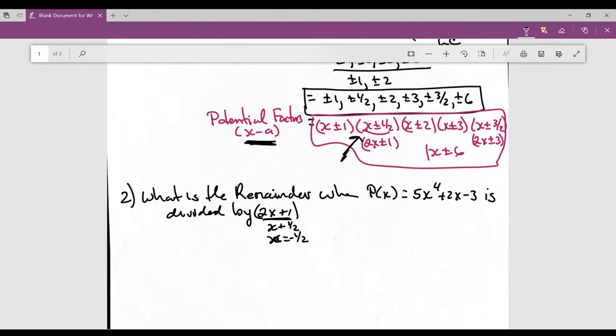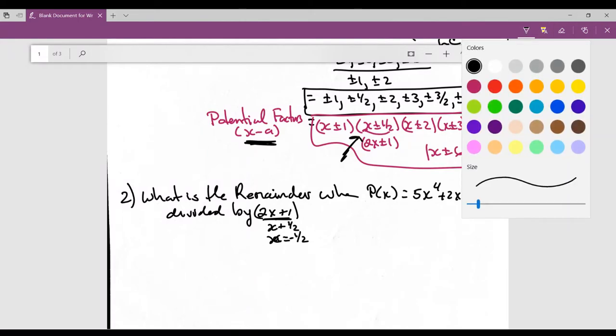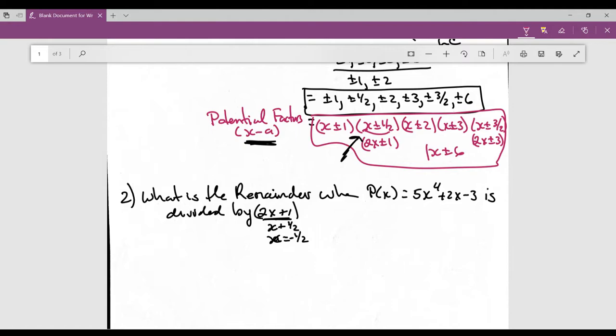So, two ways to do this. You can do division. And again, I'm going to do synthetic. It's going to be harder than I wanted it to be. So, negative 1/2 goes out here. 5. And remember, it's 4 and then goes down to a power of 1. So we need a cubic and a squared. So we add in the zeros for those, and the 2, and then the minus 3. Okay, this is going to get ugly.